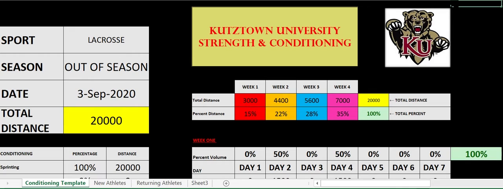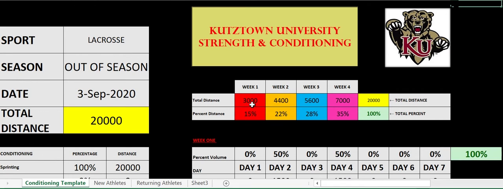Anytime a new head coach comes in for that sport, anytime a new strength and conditioning coach comes in, or a transition period is also going to be for transfer athletes and freshmen. And then lastly, we'll use this template for any athletes that are coming back from rhabdomyolysis or exertional heat illness. So let's go through the template.